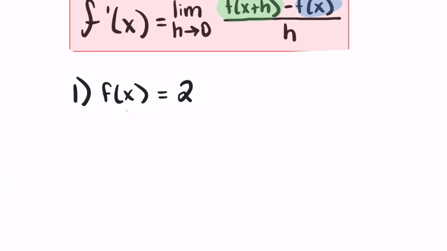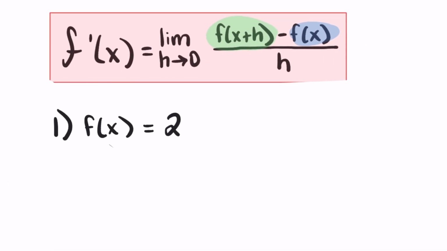So the first problem we're going to go through is taking the derivative of a constant. This is the same process of taking the derivative of any constant like 0, 1000, or even pi. The answer is going to be the same.